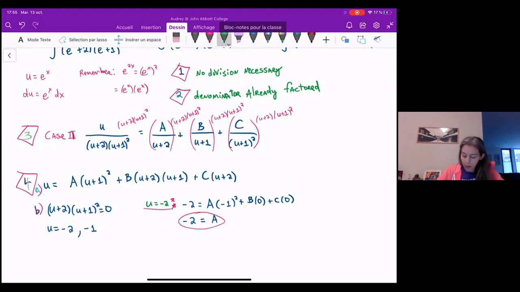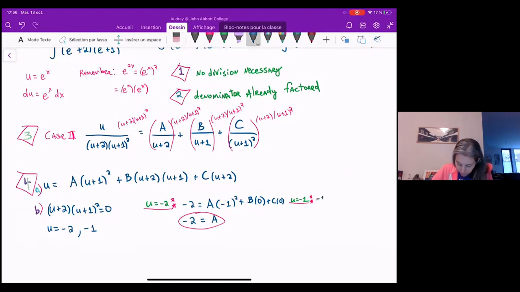Then I'm going to plug in u is equal to negative 1. And I'll get that negative 1 is equal to A times 0 plus B times 0. And I'm running out of space here. Let me try writing that over. So we have plus C times 0. Then we have u is equal to negative 1.